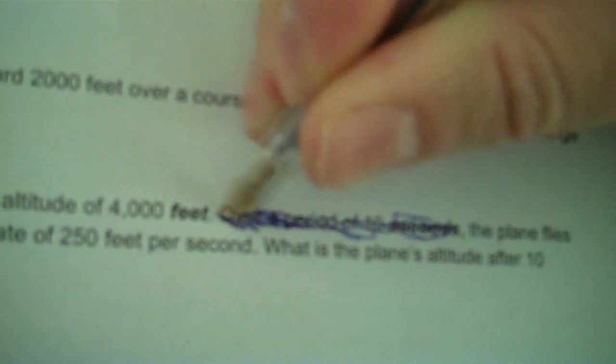Okay, number 27. A plane is flying at an altitude of 4,000 feet over a period of 10 seconds. The plane flies downward at an average rate of 250 feet per second. What's the plane's altitude after 10 seconds? Actually, can you do me a favor? We're going to get rid of that part right there, okay? Capital T, we're just going to get rid of that part. So I've given you 2 bold units. Feet and seconds were the bold units.